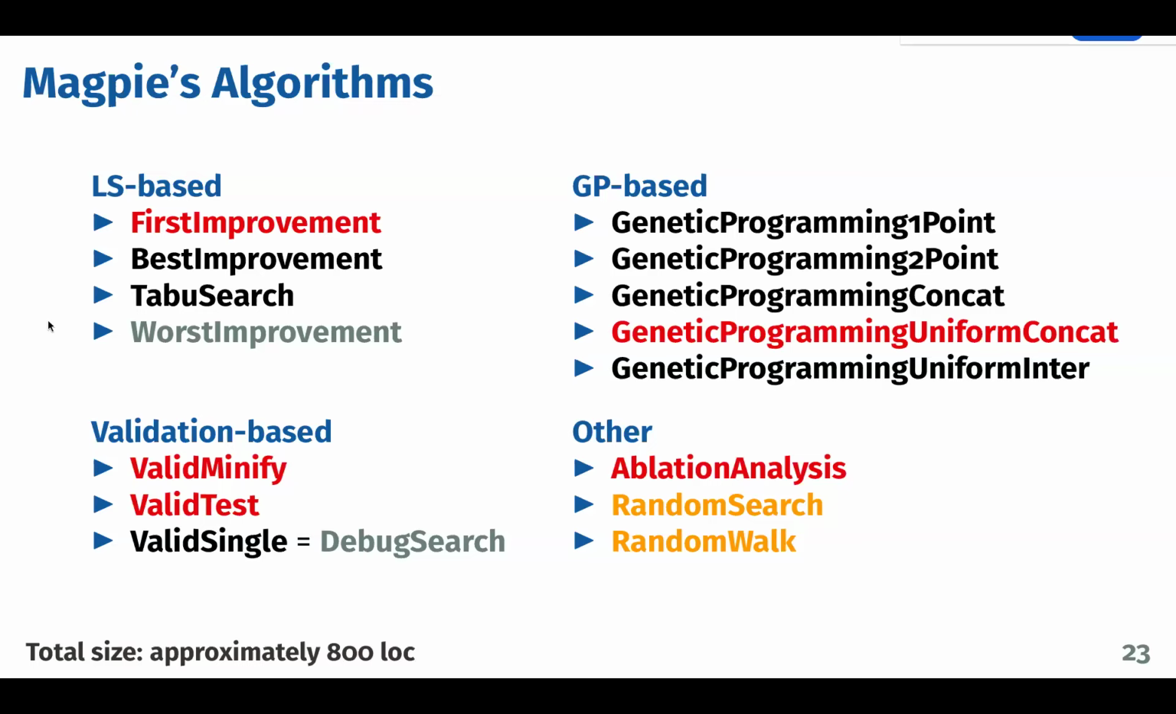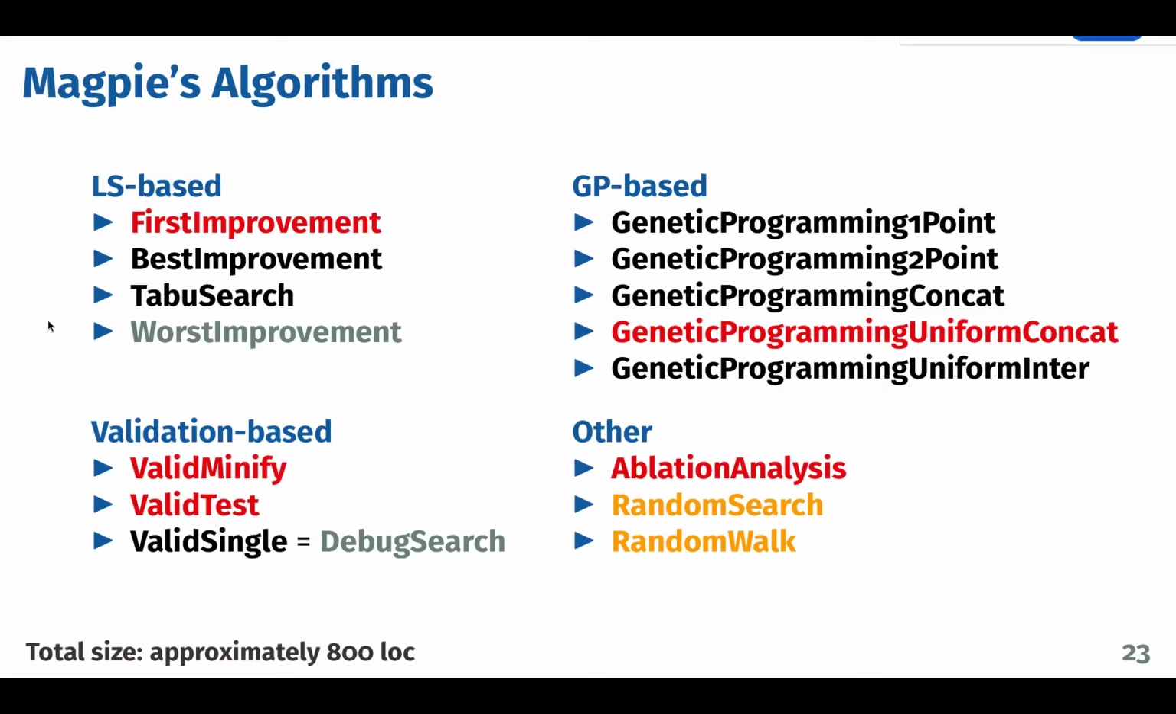Validation based: if you already have a patch, Valid Minify will take that patch and try to remove the edits that are not interesting, so you can have a smaller patch for the same improvements. Valid Test is if you have a patch and you want to revalidate it; it will just take that patch and evaluate it. Valid Single is something that I found out a few days ago that I implemented twice in the 800 lines of code. It's not really used. It might be useful. It just takes one patch and evaluates all the edits independently, so that you can give it a list of edits and see how they fare individually.